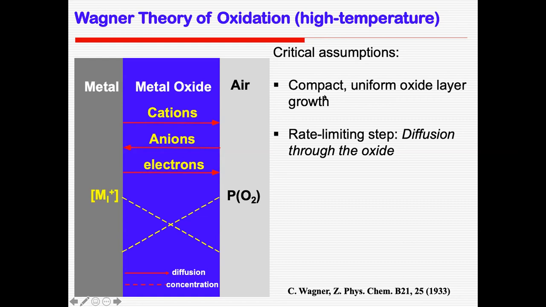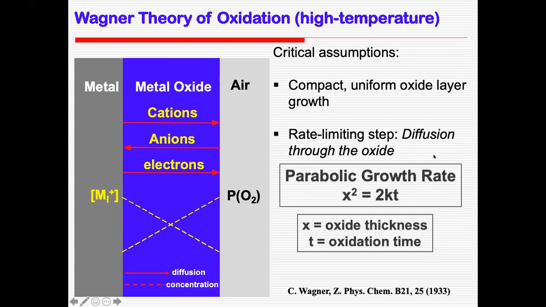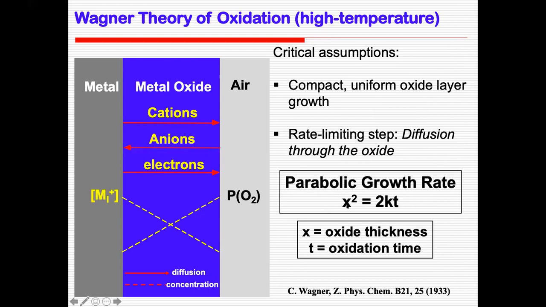Basically, the oxide is assumed to be compact and continuous. And also the growth is controlled by diffusion through the oxide layer. So based on the diffusion mechanism through the oxide layer, we can easily get the growth kinetics. It follows the parabolic growth, oxide thickness versus oxidation time. So this is for oxidation at high temperature.